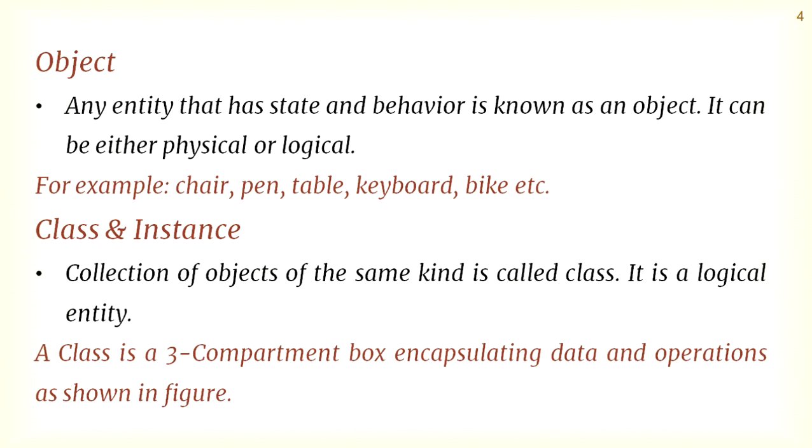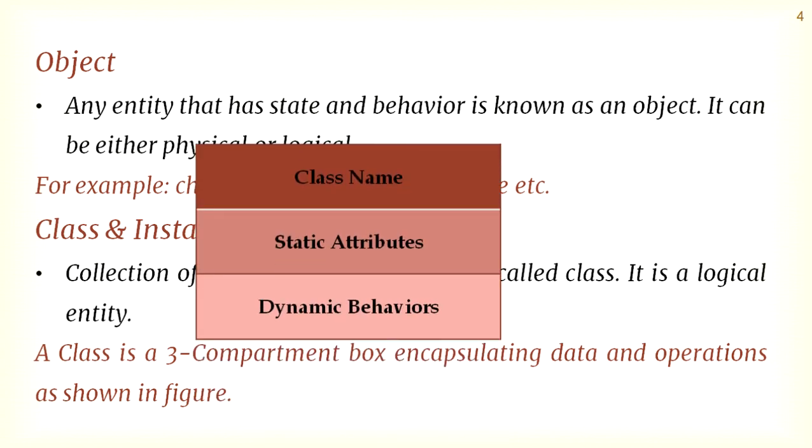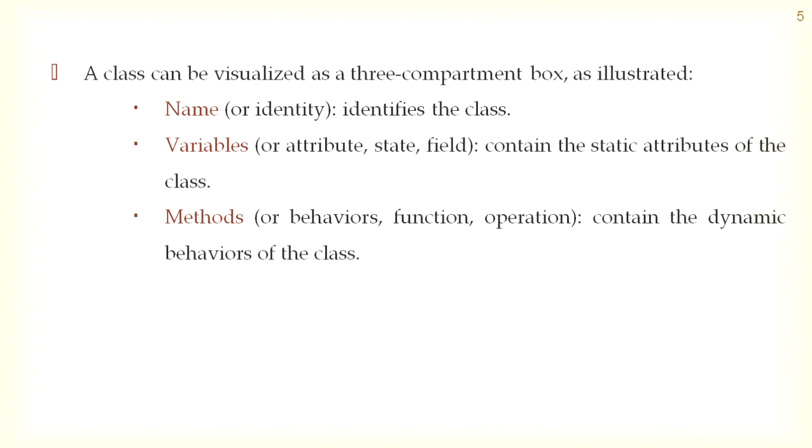Then class and instance. Collection of objects of the same kind is called a class. It is a logical entity. A class is a three-compartment box encapsulating data and operations as shown in the figure: class name, static attributes, dynamic behaviors. A class can be visualized as a three-compartment box. The first one is the name, which identifies the class. Variables contain the static attributes of the class, and methods contain the dynamic behaviors of the class.